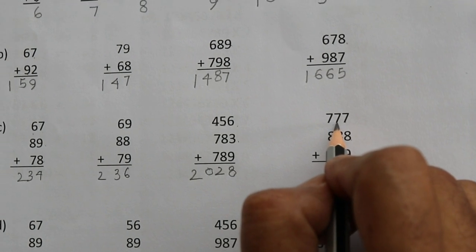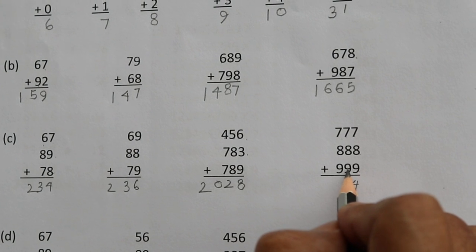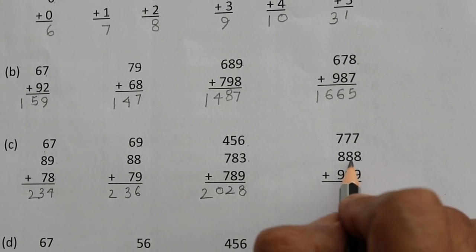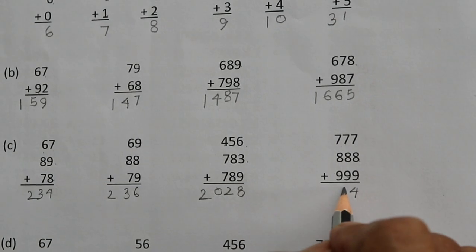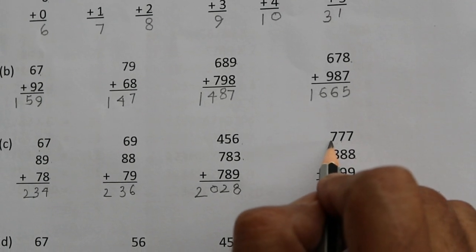Plus 9 minus 1. Plus 9 minus 1. Algebraic sum minus 2. 8 minus 2, 6. Carry over 2. 7 plus 2, 9.